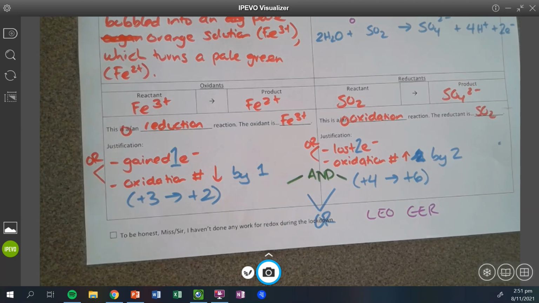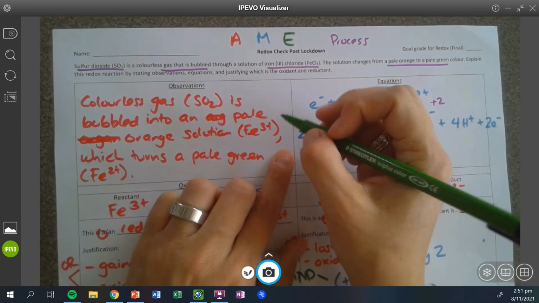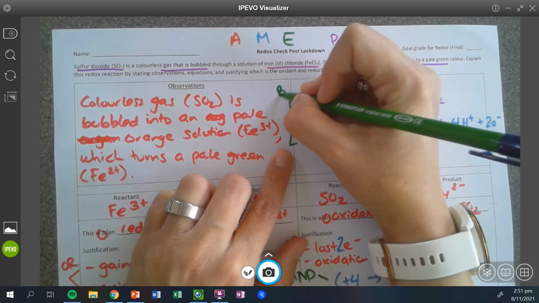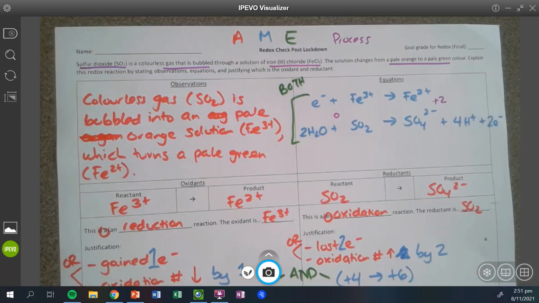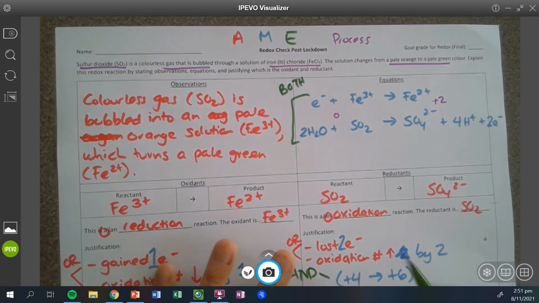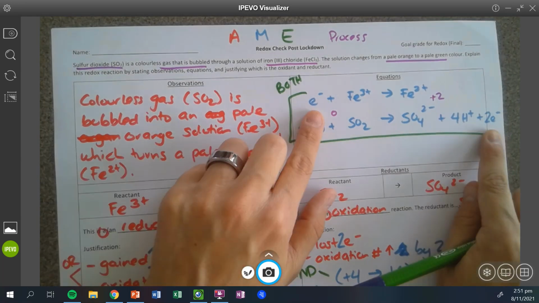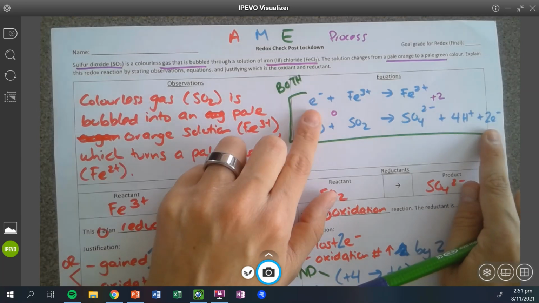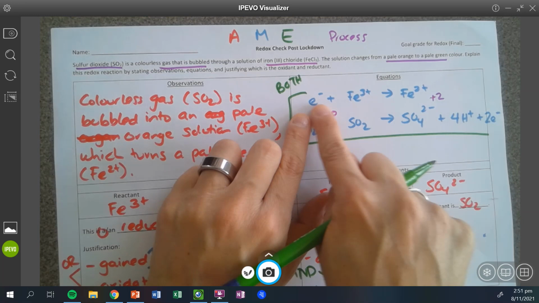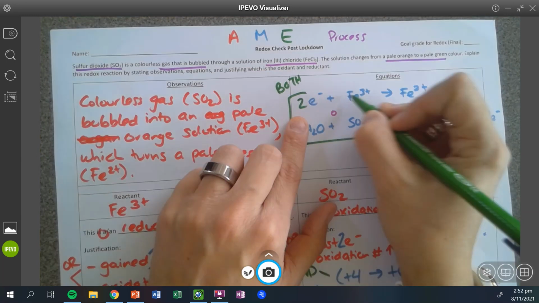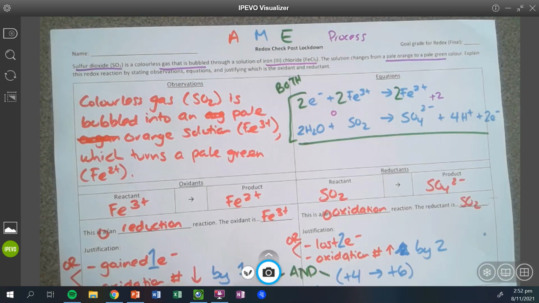The other thing is that you need both of these equations for the excellence. And then the last thing is you need to put these equations together for a full equation. The way I put it together for a full equation is that I check the electron numbers and I need them to match. This is 2 and this is 1. So I need to multiply this whole equation by 2. So I'm going to do that, put my 2's in front.